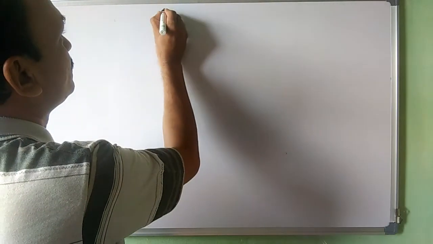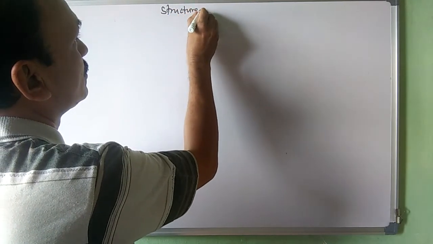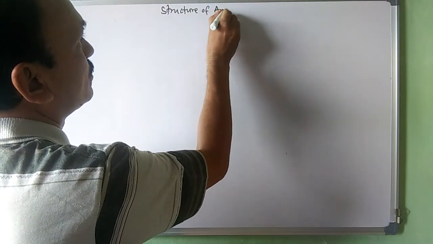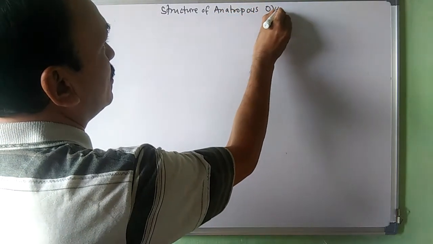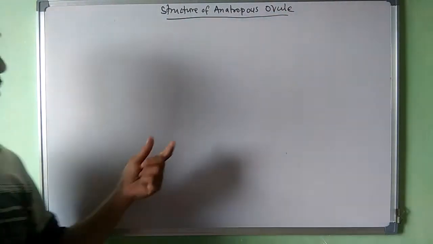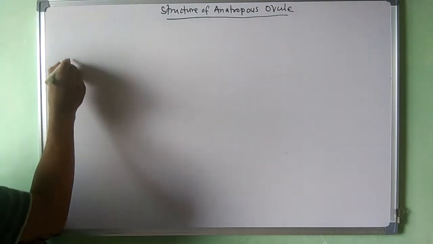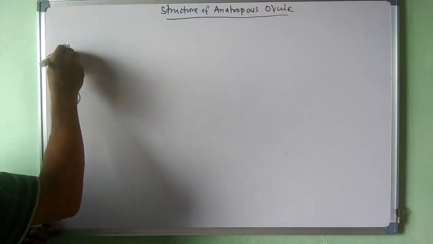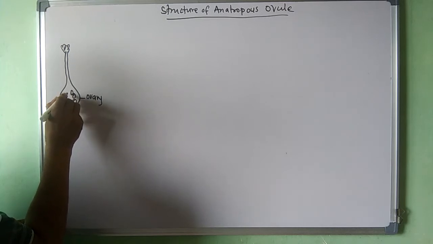Now today's topic is the structure of the anatropous ovule. So where does the ovule get produced? It is produced in the ovary. This is the ovary, and ovules are produced inside the ovary.